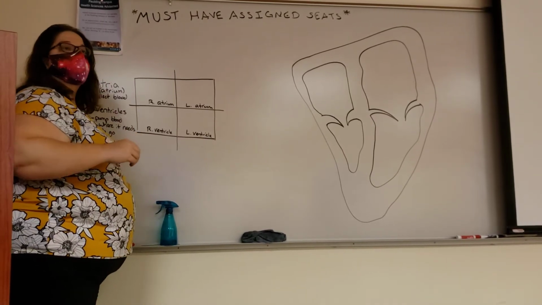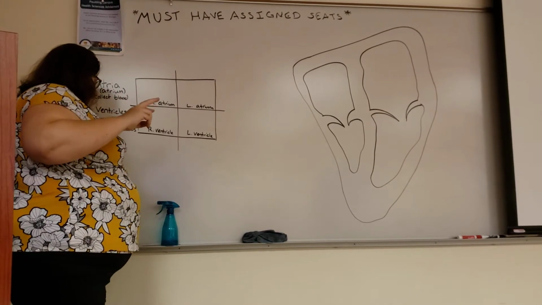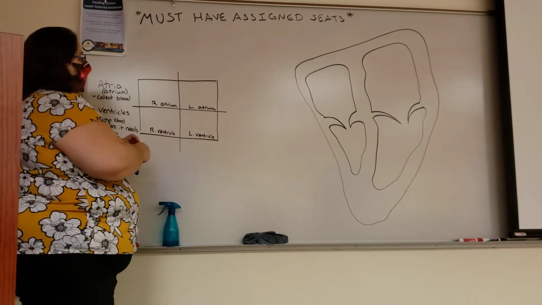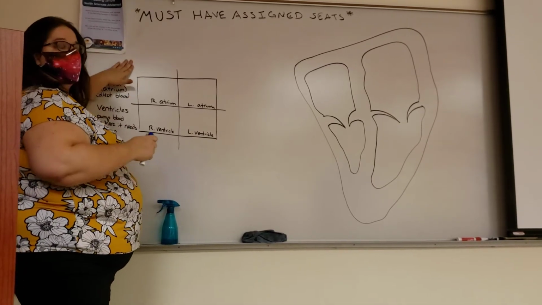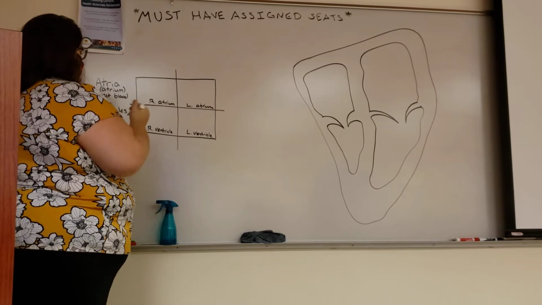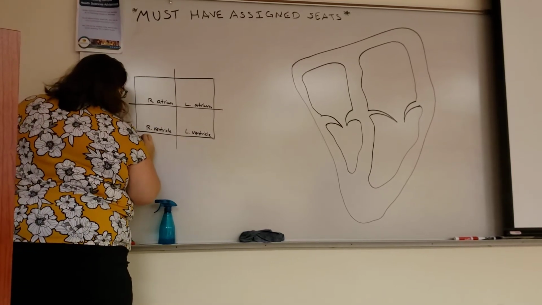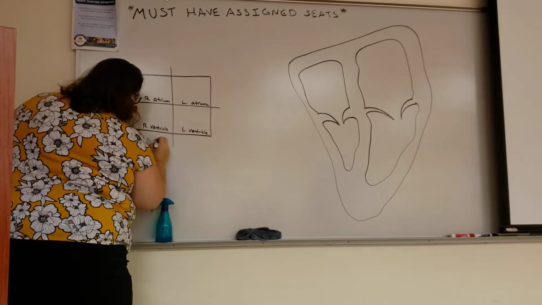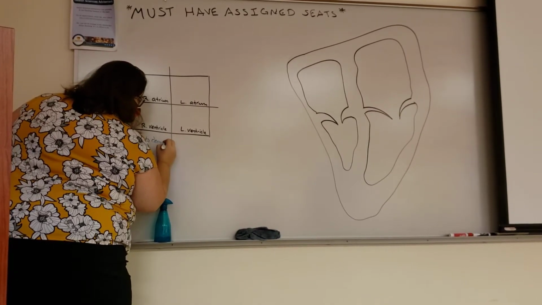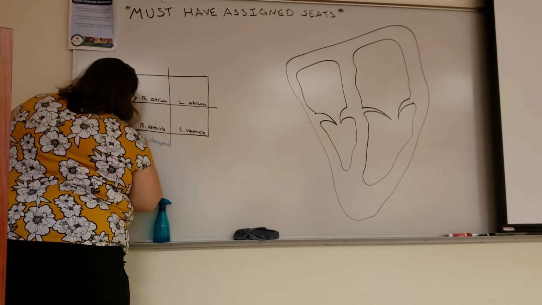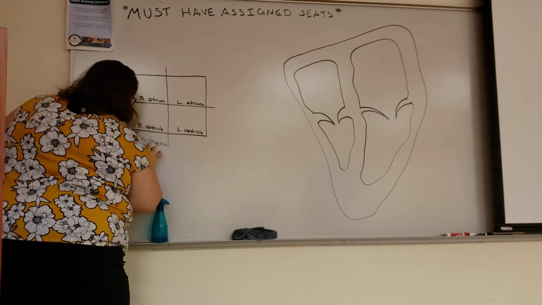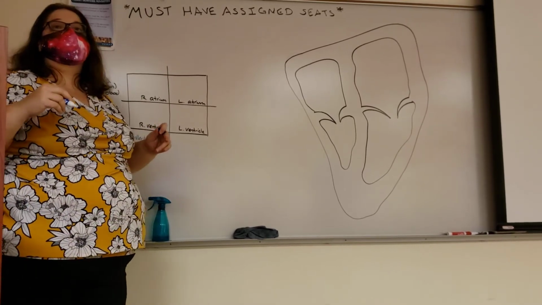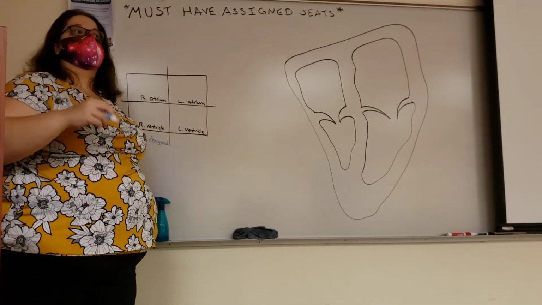And that brings us to the left and right sides. Okay? The right side's job, okay? It collects deoxygenated blood, meaning it is dealing with the used blood from your body that does not have oxygen, because that blood has already given its oxygen to the rest of your cells.